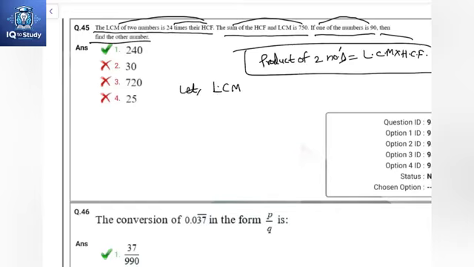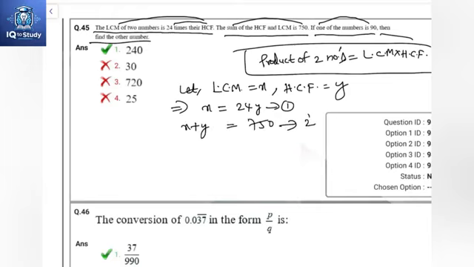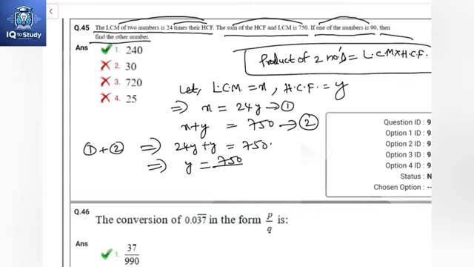Let LCM is equal to X and HCF is equal to Y. According to the question, X is equal to 24Y. Let it be equation 1. And sum of HCF plus LCM is equal to 750. So X plus Y is equal to 750. Let it be equation 2. Add equation 1 plus equation 2. It implies 24Y plus Y is equal to 750. So Y is equal to 750 by 25, which is equal to 30.